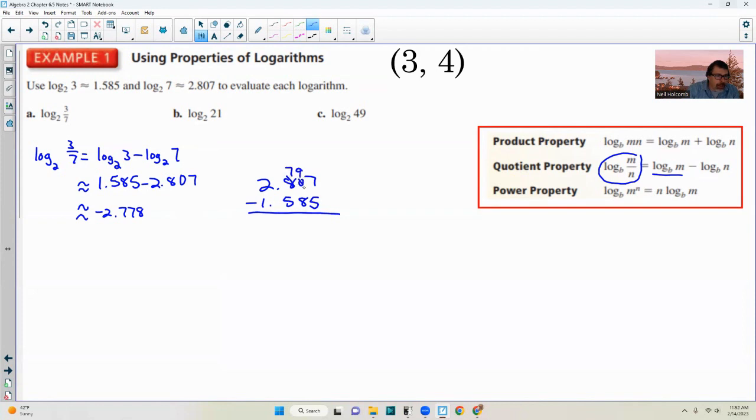10 will become a 9, or no, leave that 10. 7 minus 5 is 2. 10 minus 8 is 2. 7 minus 5 is 2. 2 minus 1 is 1. The bigger number is a negative, so my answer is negative 1.222. Okay? Negative 1.222.